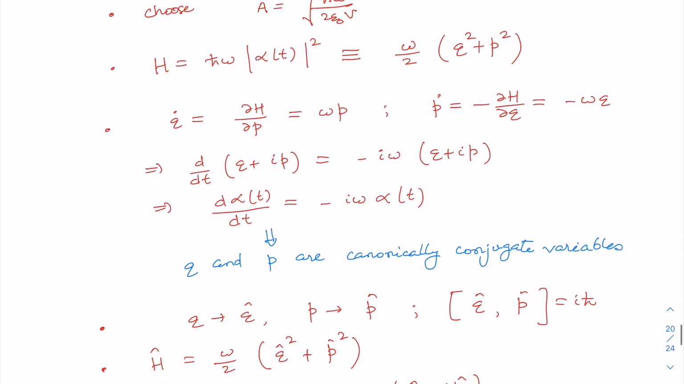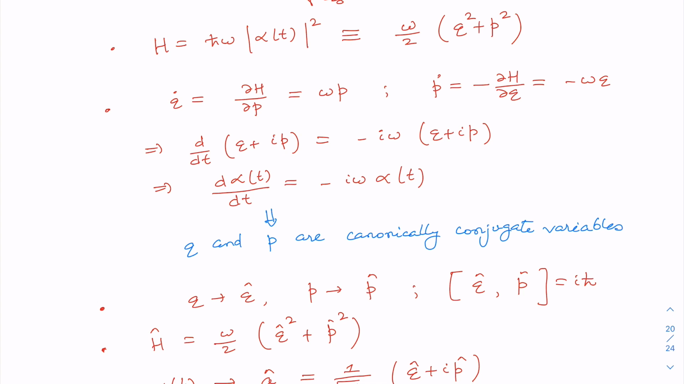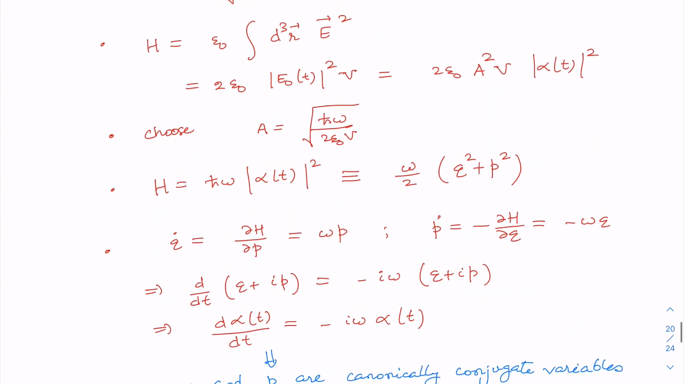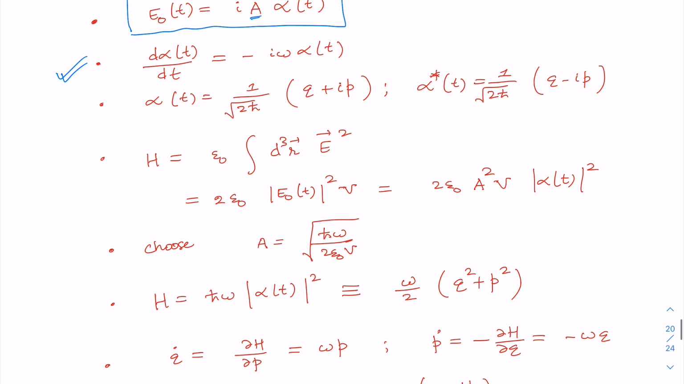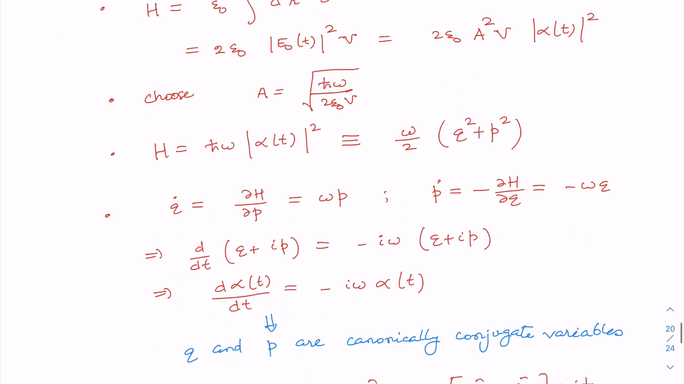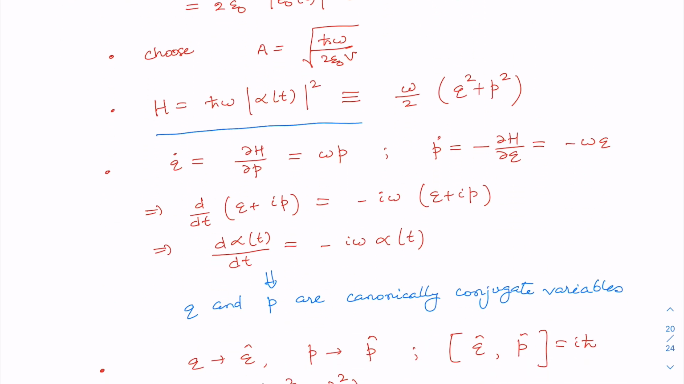Then we went on to write alpha in terms of q and p, and defined it like this, and we were able to write it as a harmonic oscillator. To decide whether these q and p are really canonically conjugate variables, we found this well-known equation using Hamilton's canonical equations of motion, which confirms that q and p are canonically conjugate variables.